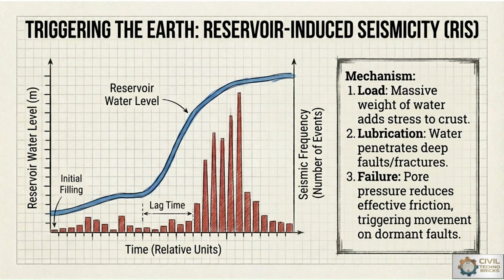So the triggering of earthquakes based on reservoir induced seismicity occurs when water storage triggers movement along existing faults. Massive water load increases stress on the earth's crust near the reservoir area. Water infiltration into deep fractures increases pore pressure and reduces fault friction. So reservoir induced seismicity generates earthquakes affecting dam safety and surrounding infrastructure.